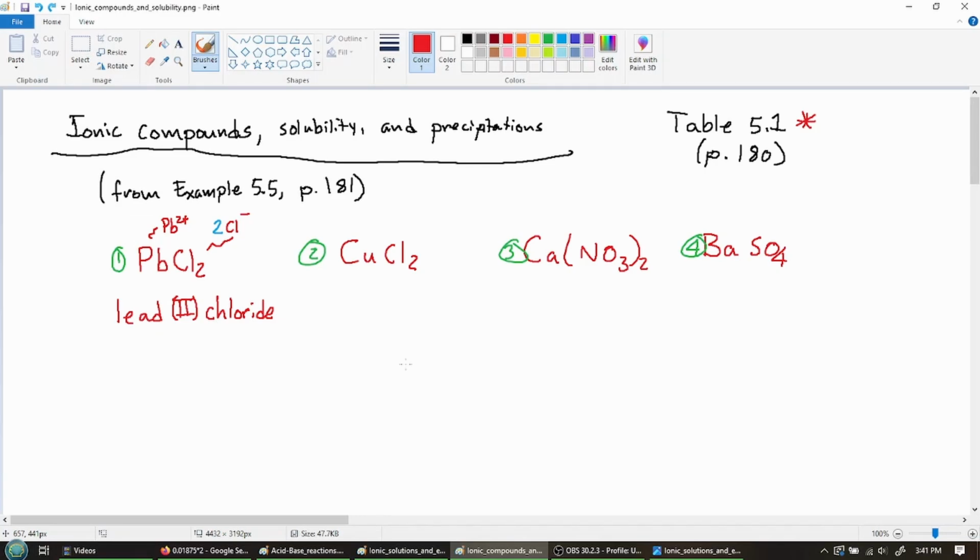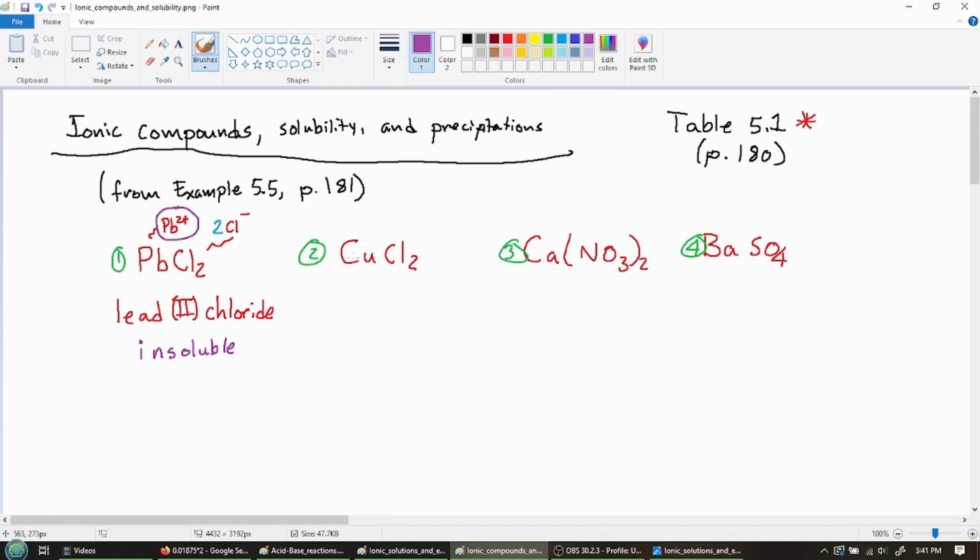But I also see lead 2 plus as one of the exceptions to the general rule that chlorides are usually soluble. In this case, it seems like if chloride pairs with lead 2 plus, the resulting compound will be insoluble. Well, in this case, that's exactly what we have. Right? This here is lead 2 plus. So in this case, it looks to me like this compound is going to be insoluble. If you put lead 2 chloride in water, it's going to stay as a solid compound and not dissolve.